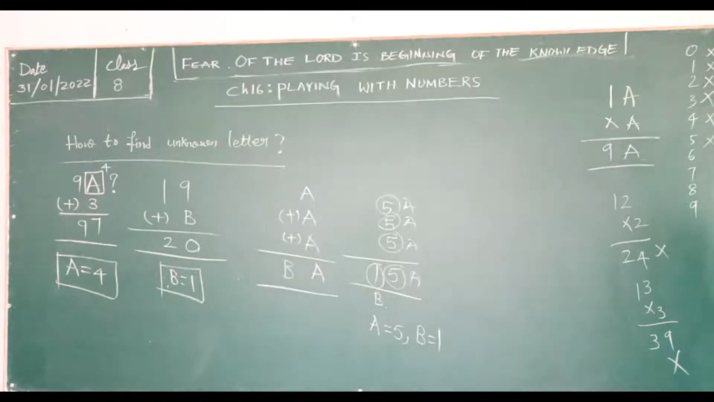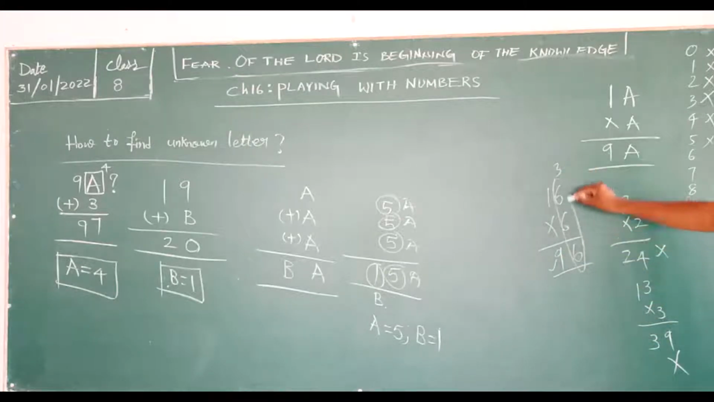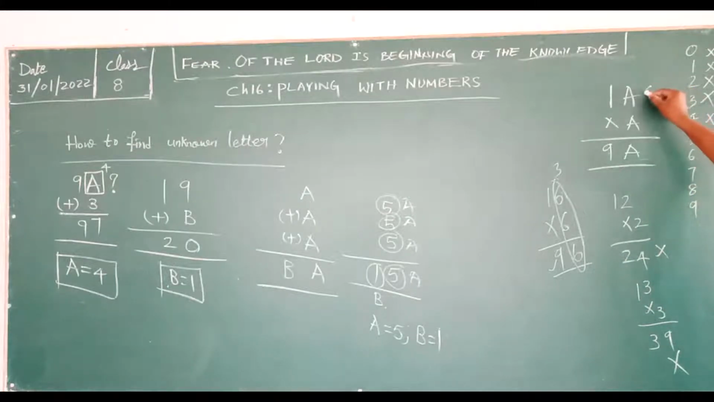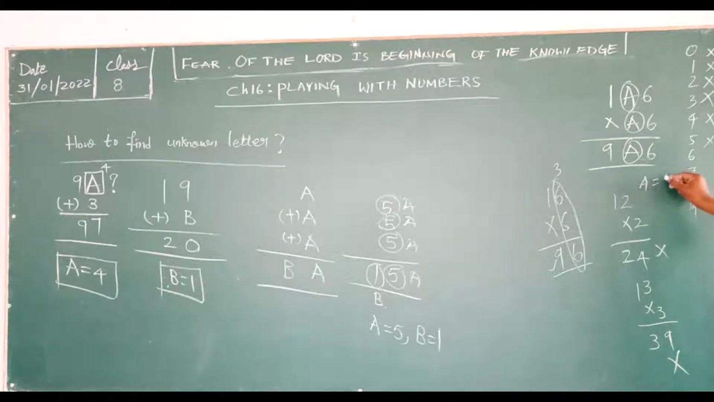5 also is not possible. Check 6. 16 into 6: 6 sixes are 36, 6 ones are 6, 6 plus 3 is 9. 96, and 9 came, and this is all the same, you got. So what is your answer now? Your answer is A is 6, and the completed answer is A is equal to 6.